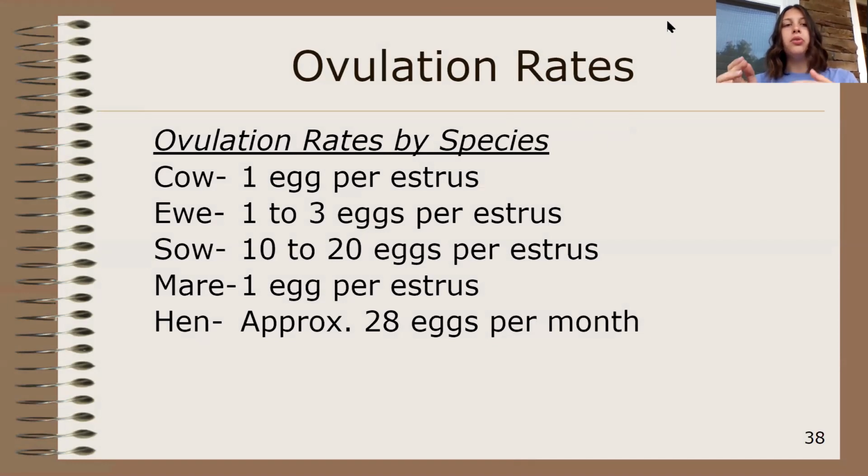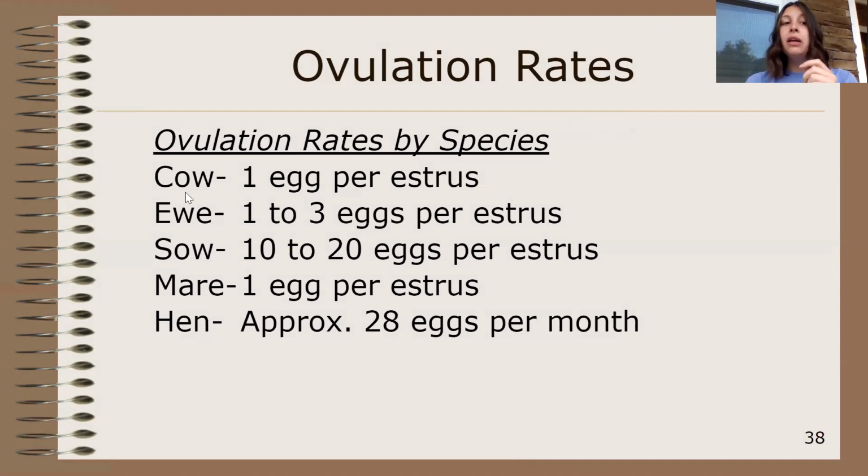Ovulation rates. An ovulation rate is essentially how many eggs the female is going to release when she goes into estrus, when she says, I will stand still and let this male animal mate me. How many eggs is she releasing? One egg means one baby if that one egg gets fertilized.